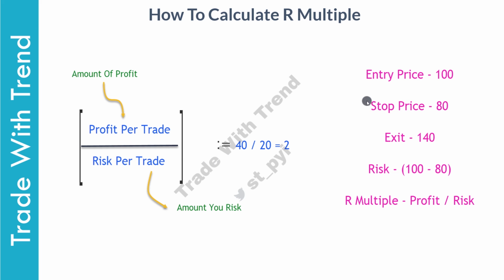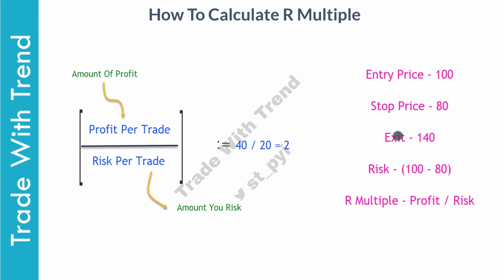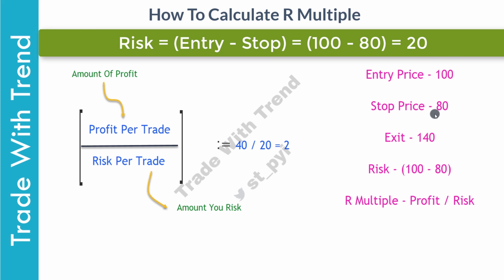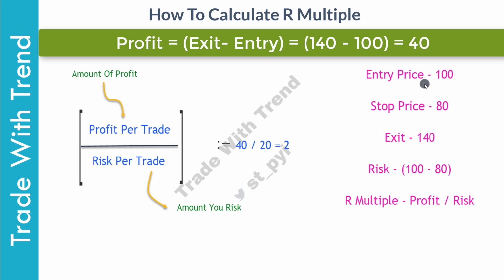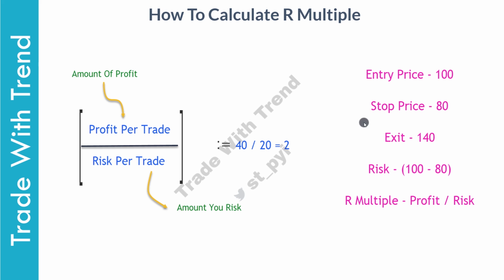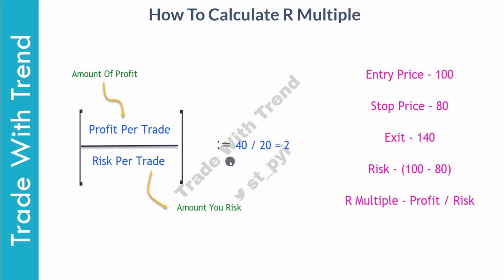In this example, if you see, entry price is 100, stop loss is 80, and exit price is 140. Initial risk is defined as entry price minus stop loss, that is 100 minus 80, which equals 20. Profit for this particular trade is exit price minus entry price, that is 140 minus 100, which equals 40. So R multiple here would be 40, that is profit, divided by 20, which was the initial risk. The final value therefore comes out to be 2. I hope this particular calculation is clear.